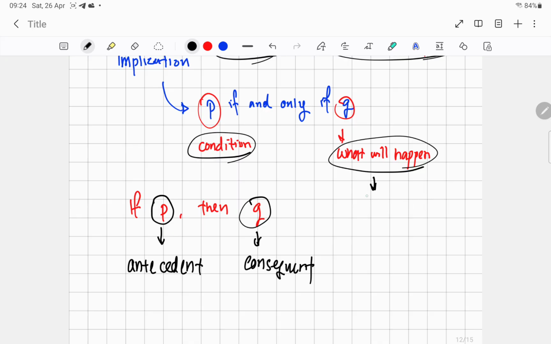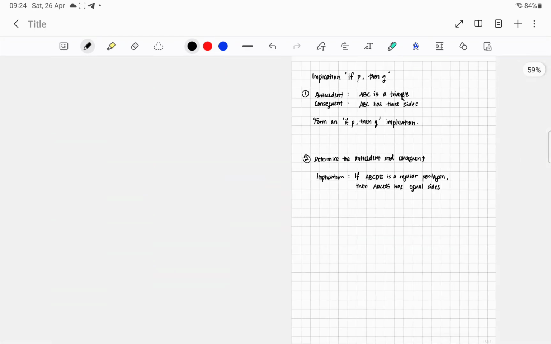Consequences, or in BM we say akibat. So this is the akibat. The antecedent is the sebab, the reason why this consequent happens. Alright, so you have antecedent and consequent. Now we look at a few examples.